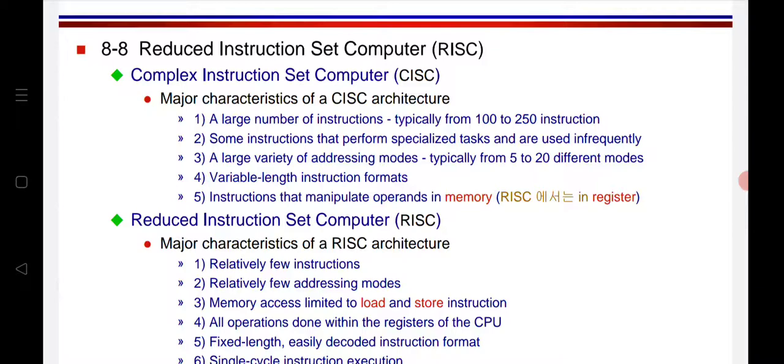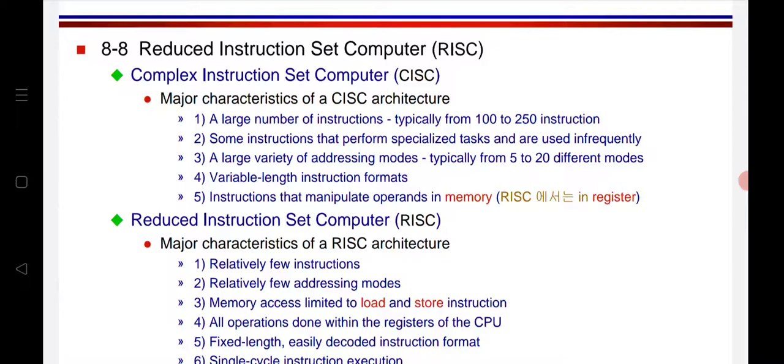Let us come to the characteristics of the CISC architecture. In the CISC architecture, you have a large number of instructions, typically from 100 to 250 instructions. Some instructions perform specialized tasks and are used infrequently. A large variety of addressing modes, typically from 5 to 20 different addressing modes, and variable length instruction formats.